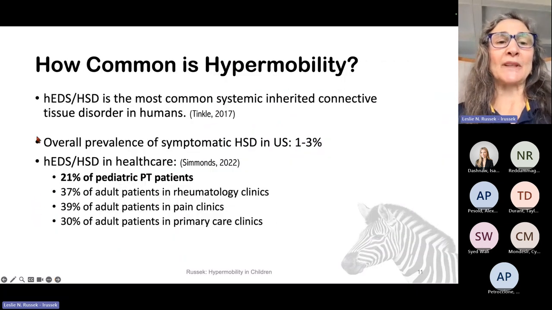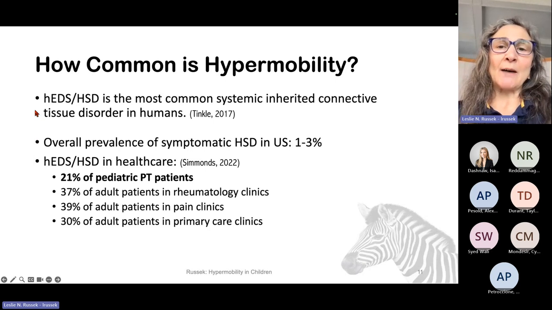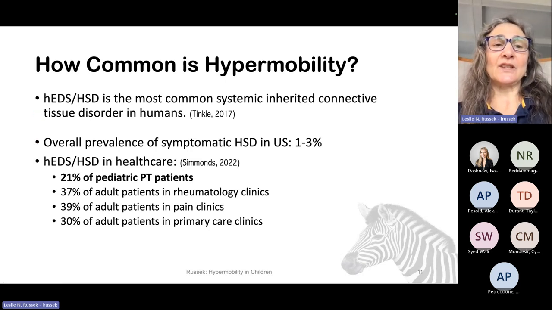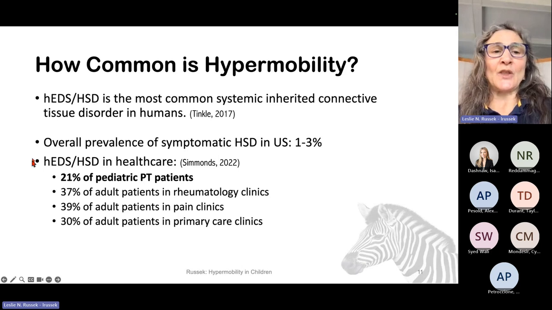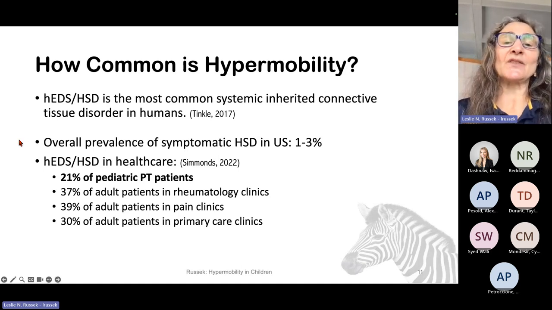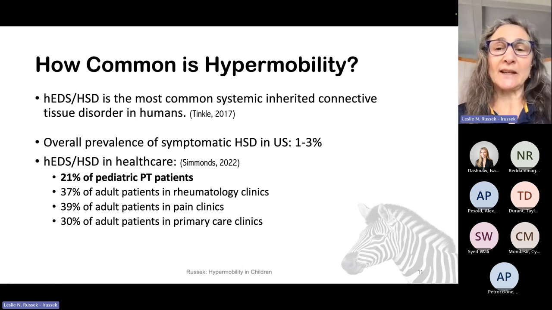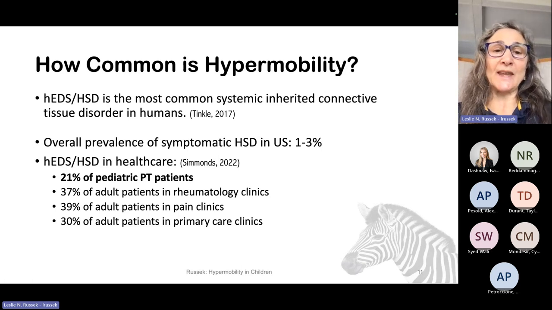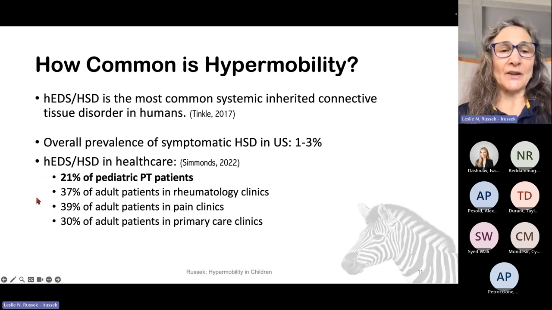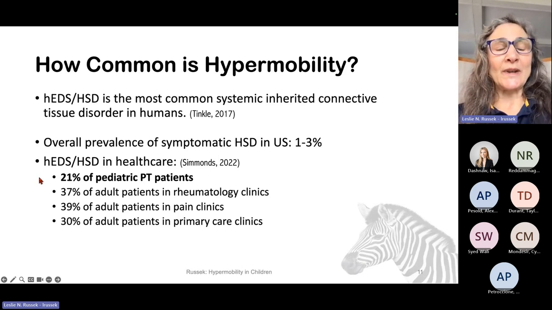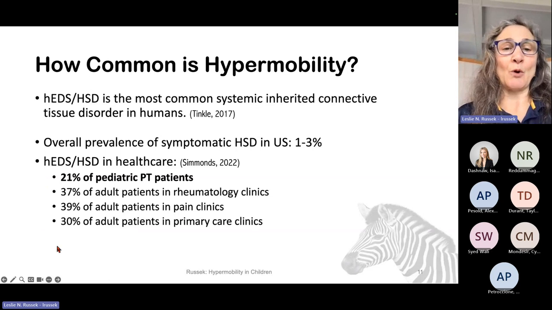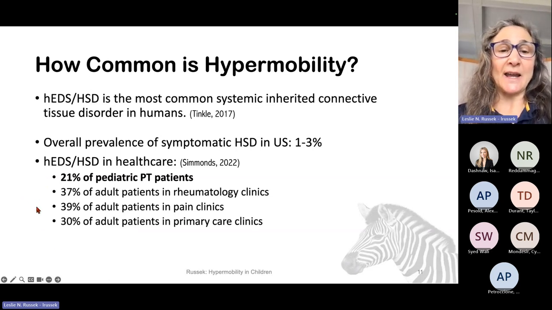How common is hypermobility? Well, HEDS is the most common systemic inherited connective tissue disorder in humans. The overall prevalence, we think, of symptomatic hypermobility in the United States is between 1 and 3%, but in healthcare, it's going to be much, much higher. So 21% of pediatric PT patients were hypermobile, 37% of adults in a rheumatology clinic, 39% of adults in a pain clinic, and 30% of adults in primary care clinics.